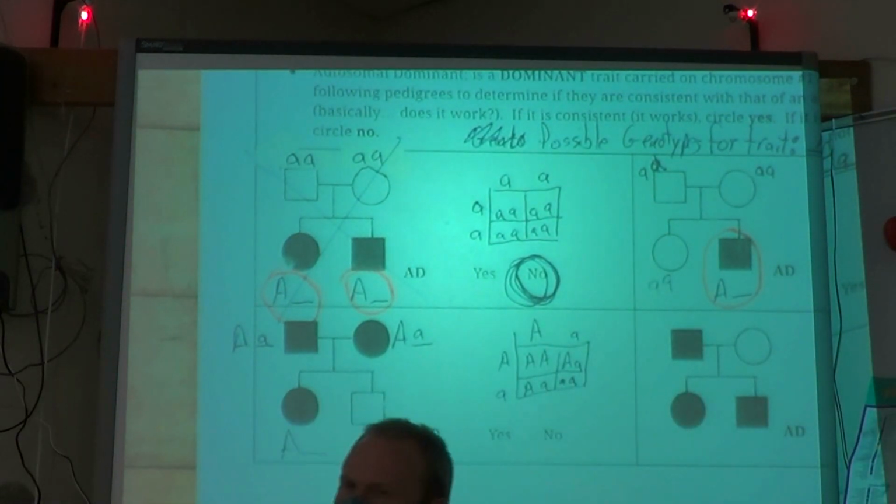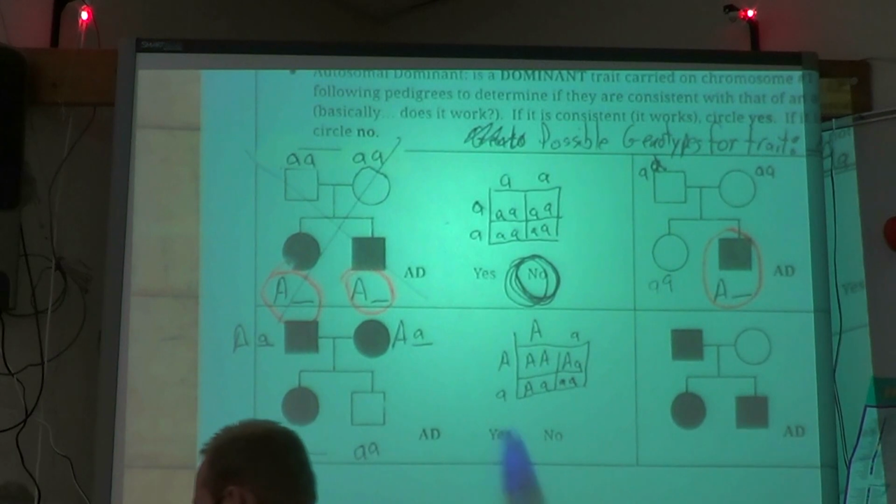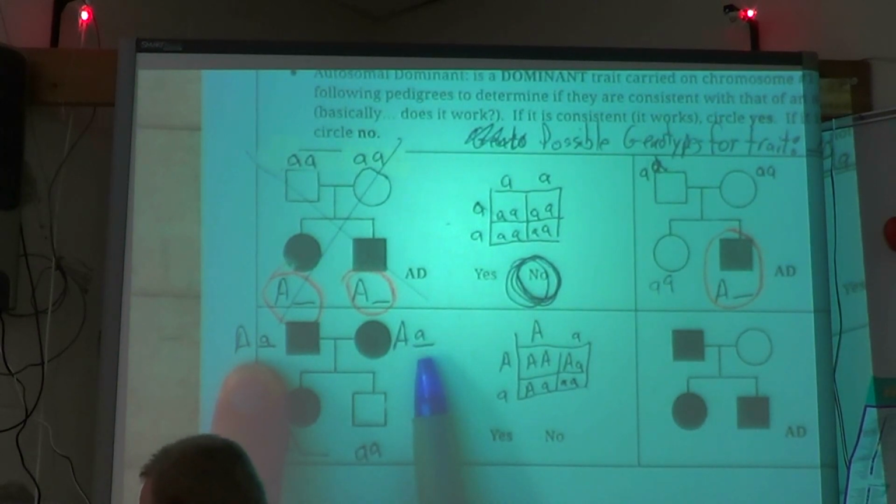What's the term we use for a big A, little a? Homozygous or heterozygous? They're heterozygous. So mom and dad are both heterozygous for the trait. They have the trait, and they're heterozygous for the trait. Okay. So is it possible for a big A, little a to have a big A, little a? Yes, as long as their second letters are little a's. A little a is possible if that and that are both little a's.